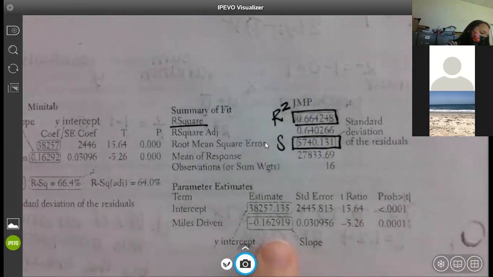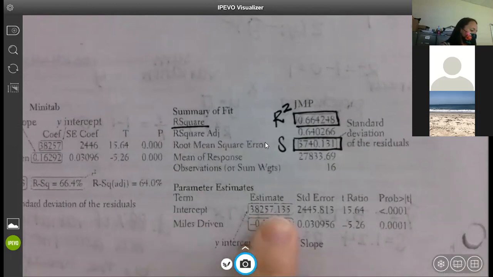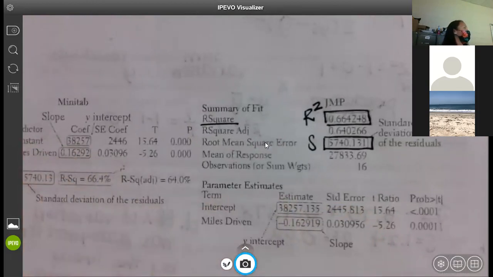Then if you look at the bottom, remember your y-intercept is your constant. Okay, so the intercept is right here. And then again, same thing with miles driven, you're gonna have your slope. Okay, so know where to find those. We don't typically use this JMP, but we do use the Minitab. So the Minitab is the one you really need to focus on.